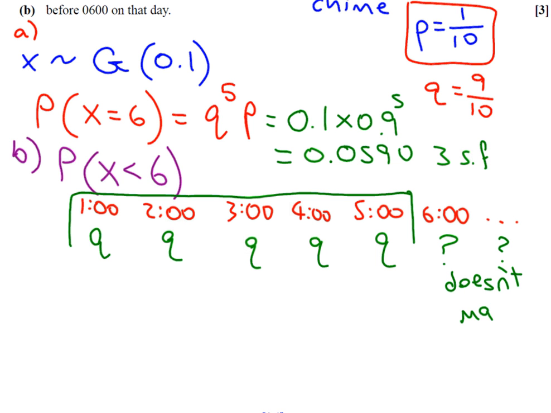So the probability of getting the first success, in inverted commas, at 6 or after is just this part. Q times Q times Q times Q, 5 times, Q to the power of 5, which is 0.9 to the power of 5.